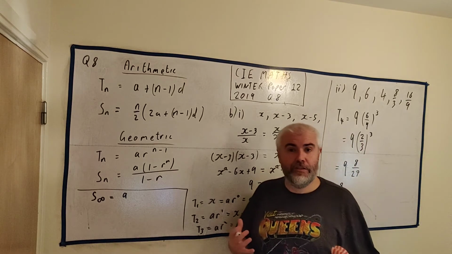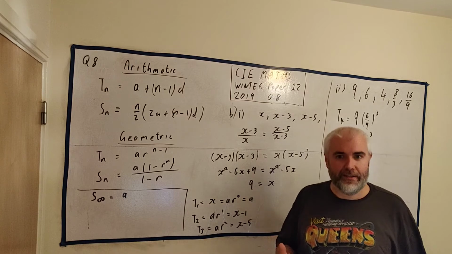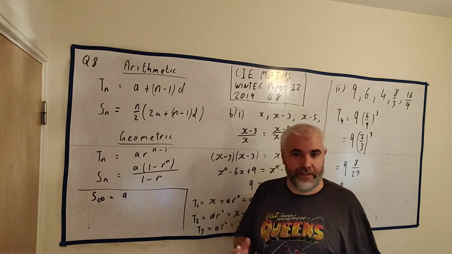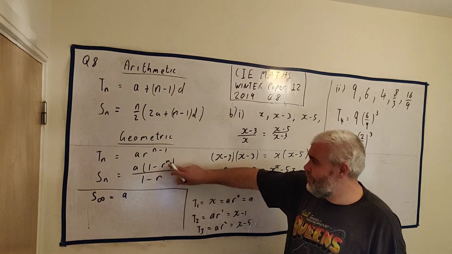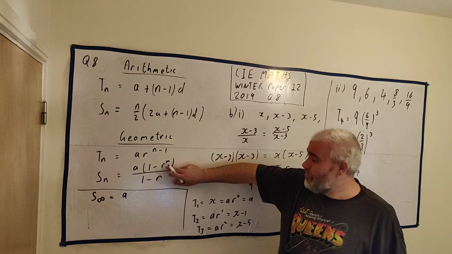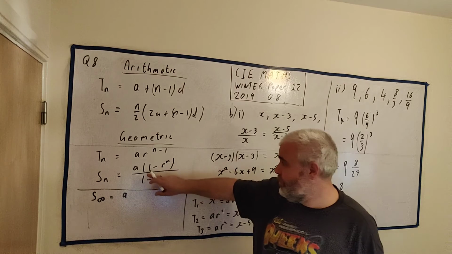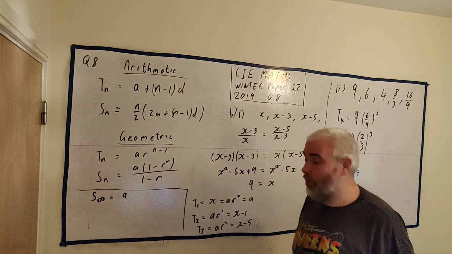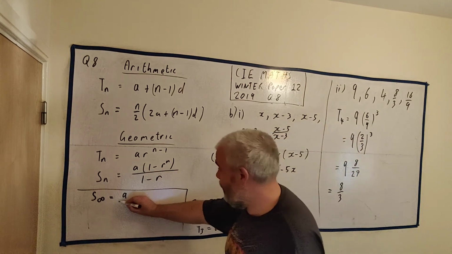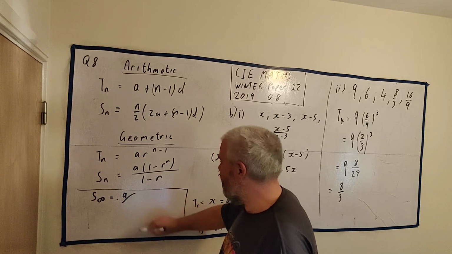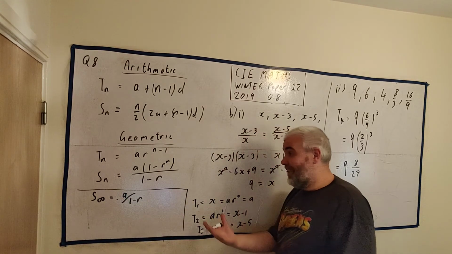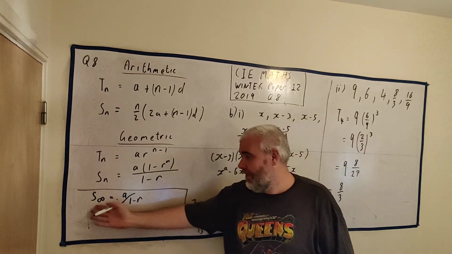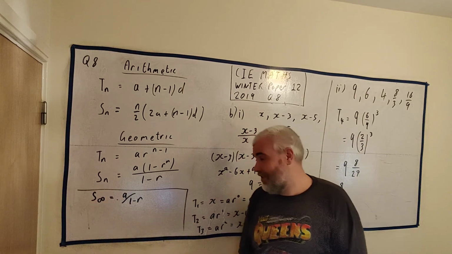2 thirds to the power of 2 is 4 ninths. 2 thirds to the power of 20 gets really small. 2 thirds to the power of 100 gets even smaller. This number is just going to become 0. So we're just left with a multiplied by 1 on top. So we're just left with a divided by, and the bottom doesn't change, 1 minus r. So that gives us this sum to infinity here.